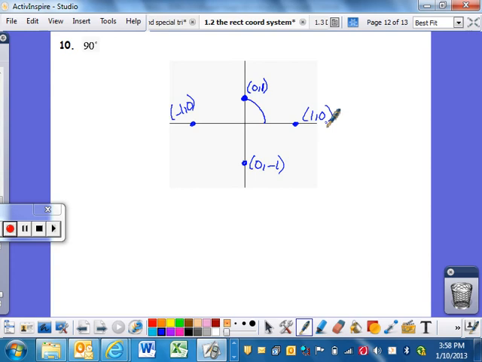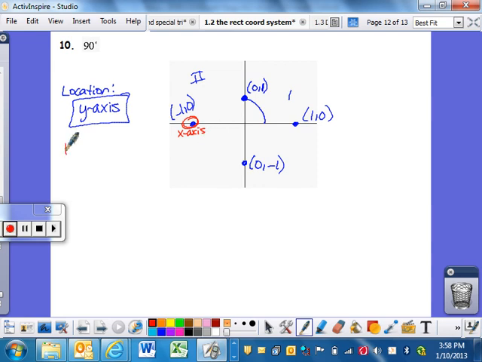Alright, so what quadrant does this 90-degree angle actually fall in? It doesn't fall in one. It's between quadrant 1 and quadrant 2. So where is it located? Well, what's it falling on? It's on the y-axis. So you need to tell me that. If I gave you maybe 180 degrees, this point would lie on the x-axis. And that's how you go about doing that.